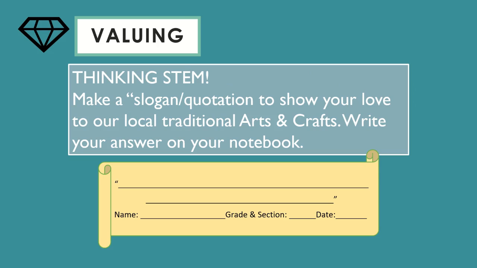Our next activity is valuing. Thinking STEM. Make a slogan or quotation to show your love for our local traditional arts and crafts. Write your answer in your notebook. Please do this at the end of the lesson.